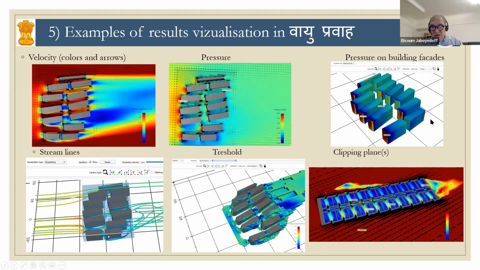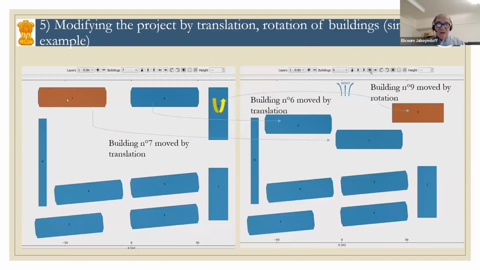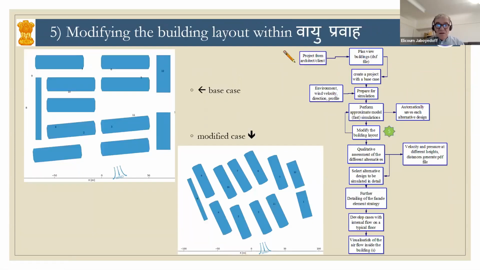That means you can cut into the building where you have created one open floor to see how the air is flowing from inside to inside and then from inside to outside. Then after, you can modify your project either by moving the building, translation of number 7, for instance, or you can also rotate it. You see that the building number 9 has been rotated. So this is just showing you some of the basics. So you can have one base case and then you can have a modified case later on.